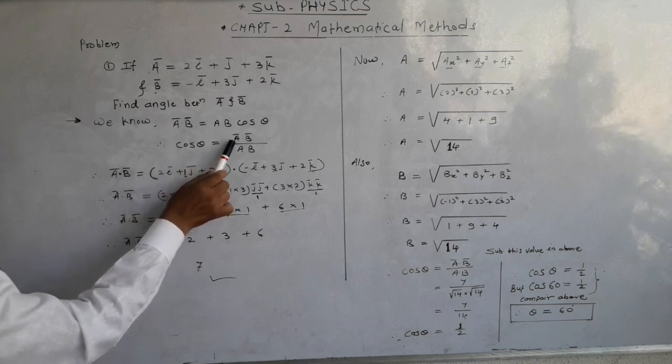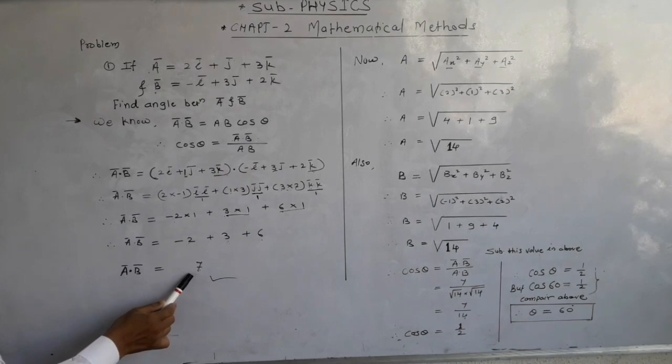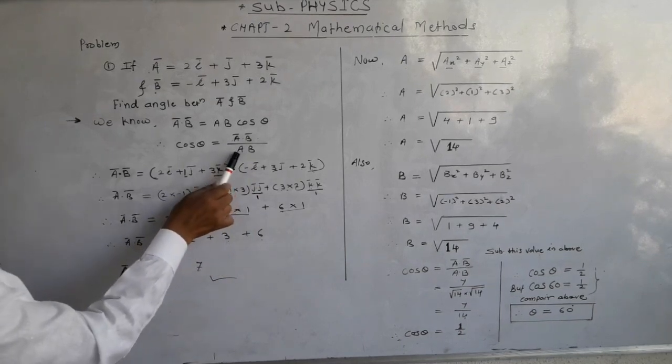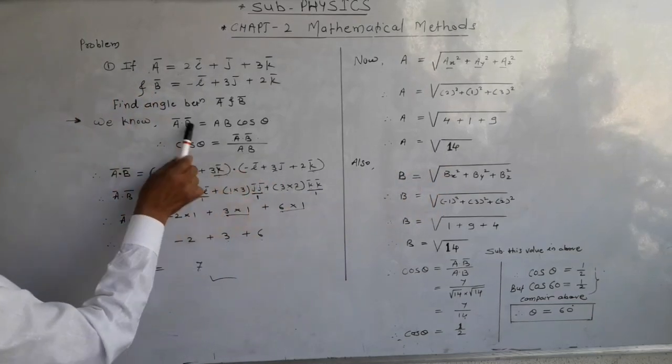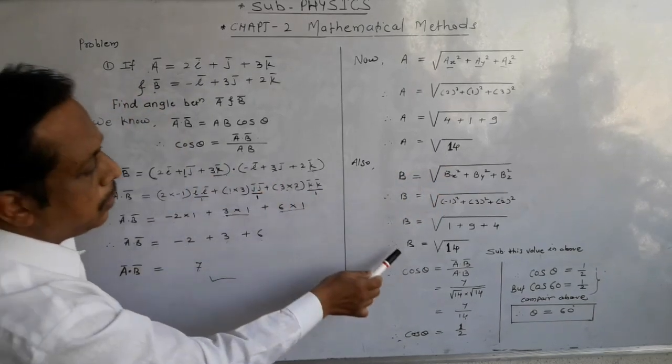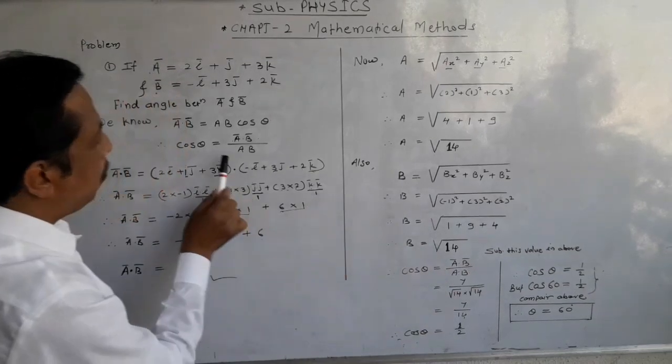Cos theta is equal to a bar dot b bar upon ab. First we have to find a bar dot b bar, which is equal to 7, and we have to find the magnitude of a bar, a is equal to root 14, and again the magnitude of b bar, that is b is equal to root 14. We are substituting these values in our formula.